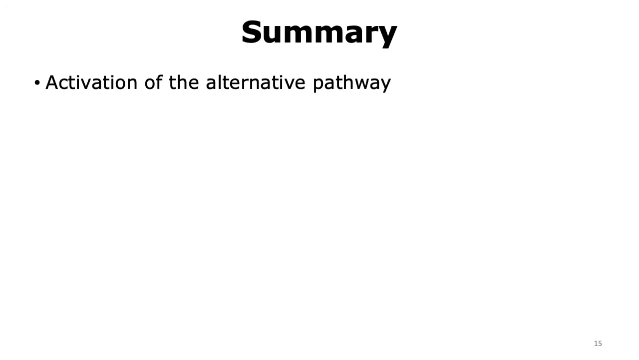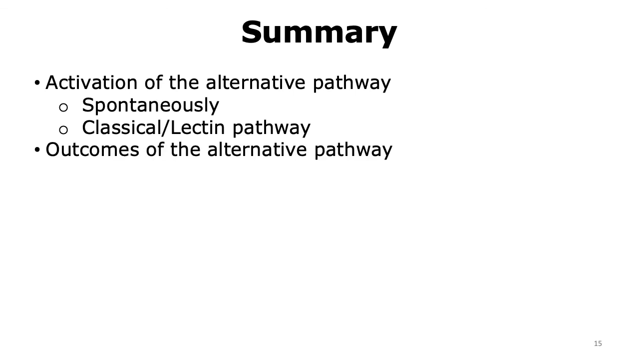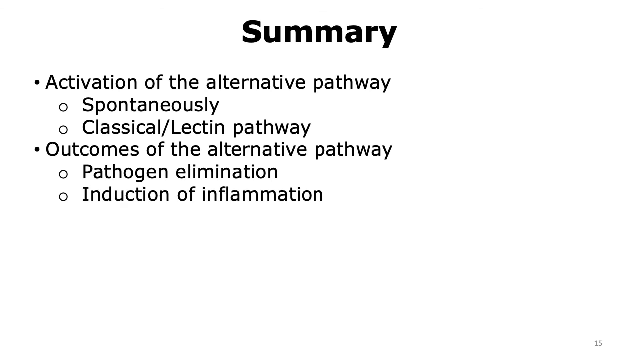With this, we come to the end of the talk where we learned about the activation of the alternative pathway through a spontaneous process and through the classical and lectin pathway. We also looked at the outcomes of the activation of the alternative pathway, which results in the elimination of the pathogen as well as the induction of inflammation.